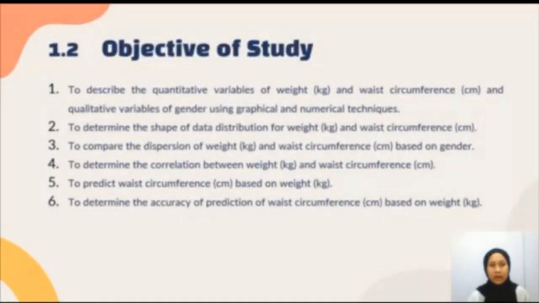Objectives of the study are as follows. First, to describe the quantitative variables of weight and waist circumference and the qualitative variable of gender using graphical and numerical techniques. Second, to determine the shape of data distribution for weight and waist circumference. Third, to compare the dispersion of weight and waist circumference based on gender. Fourth, to determine the correlation between weight and waist circumference. Fifth, to predict waist circumference based on weight. Sixth, to determine the accuracy of prediction of waist circumference based on weight.